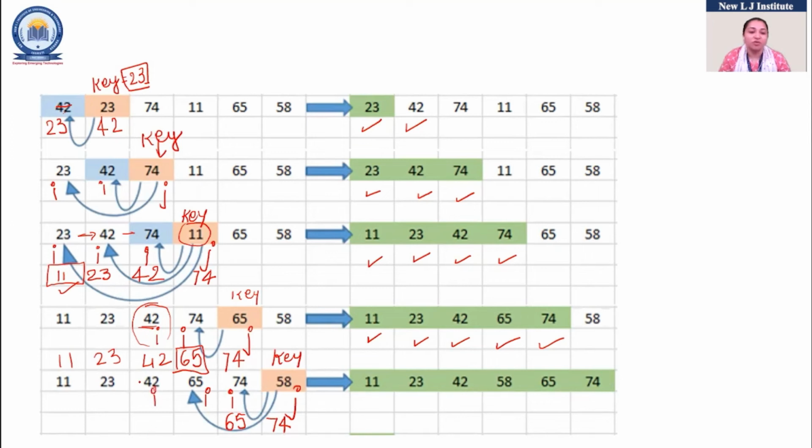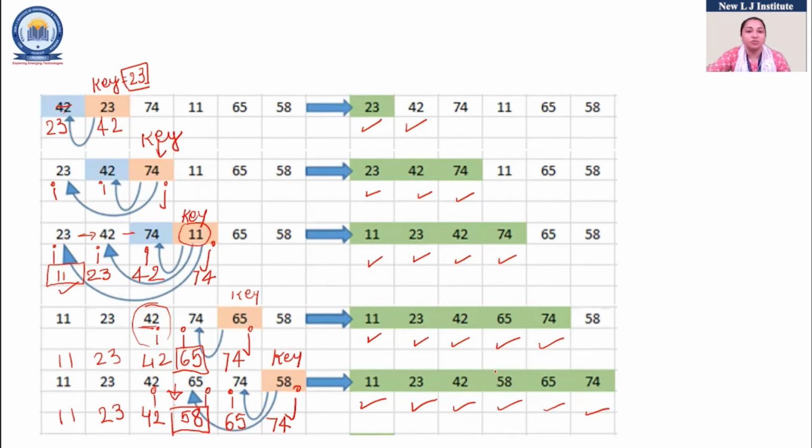But here we have 42, which is smaller than 58. So that means this is the proper place to insert 58. So we will increment I by 1, and at this place we will insert 58. Rest of the elements will remain as they are, which is 11, 23, 42, 58, 65, 74. And now we have our sorted array. Okay, so this is the final iteration of insertion sort. So let us now see the algorithm, how this insertion sort works.